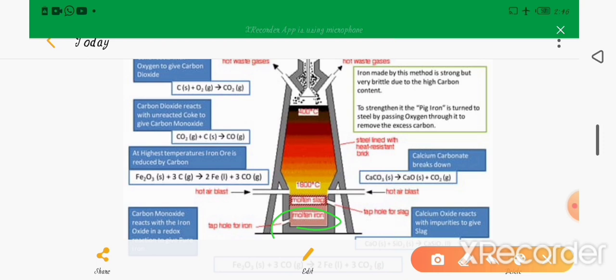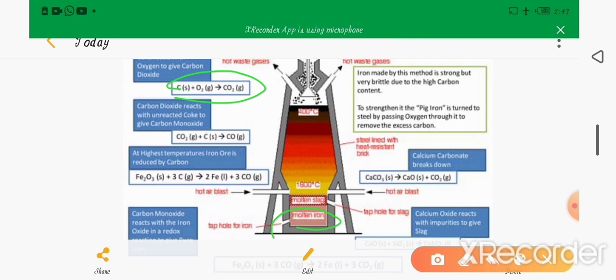Each and every step, see here, first step, carbon plus oxygen gives carbon dioxide. That is, oxygen combines with carbon. It is the combustion zone. It prevails at 1500 degree Celsius.